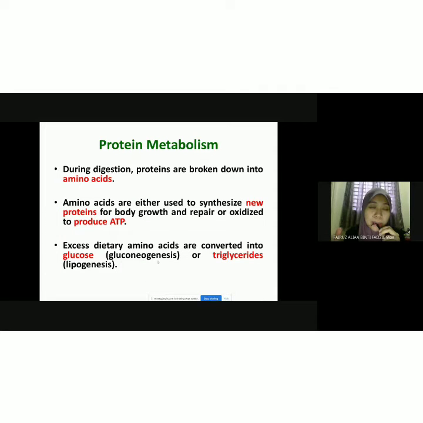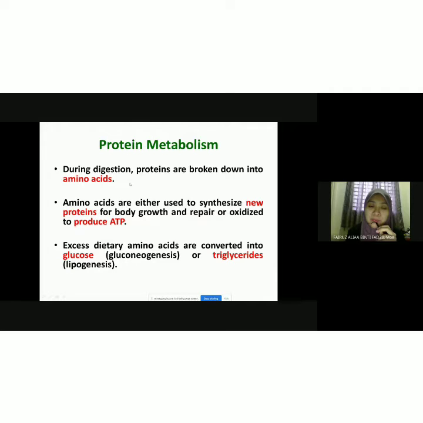It is made up of repeating units of the same unit, the monomer. What is the monomer of protein? Amino acid. Not acid amino, amino acid, right? Okay, so thank you.